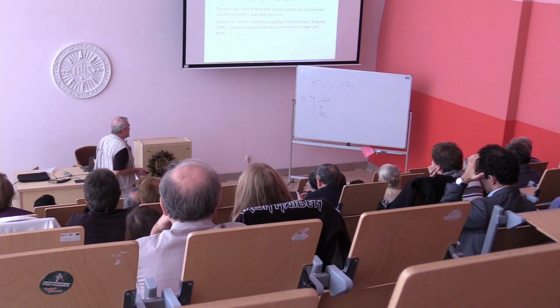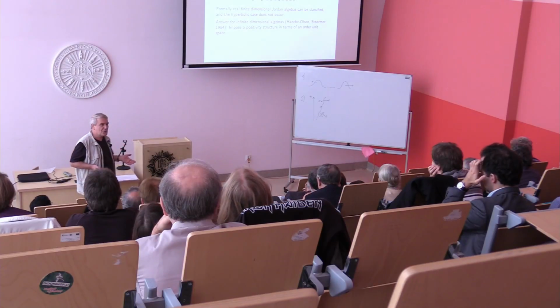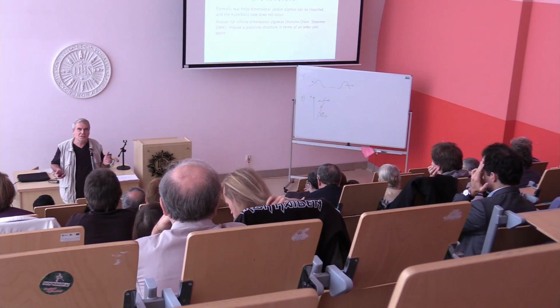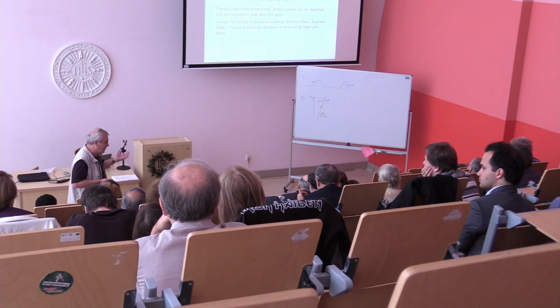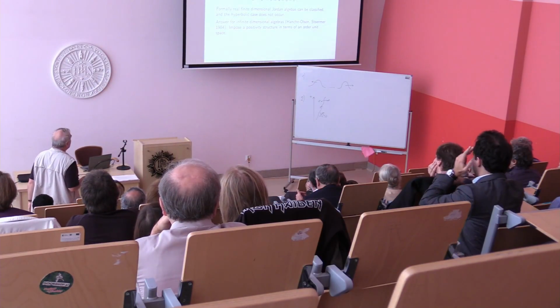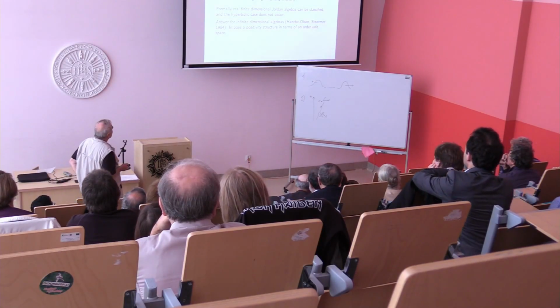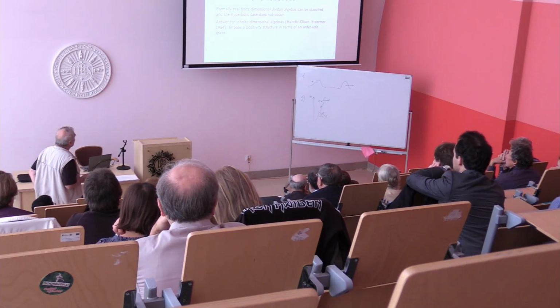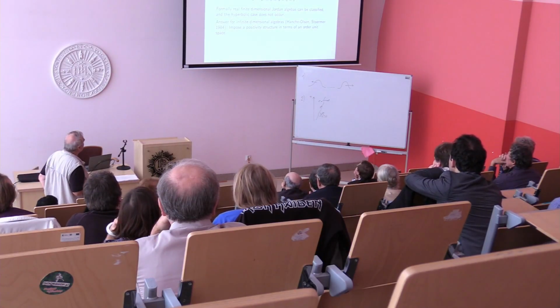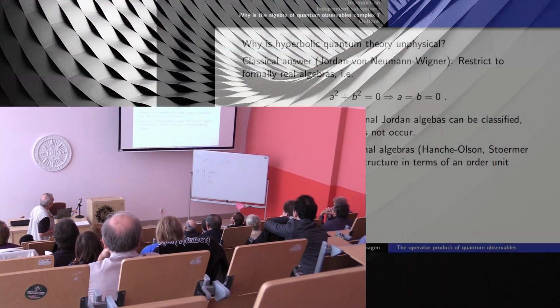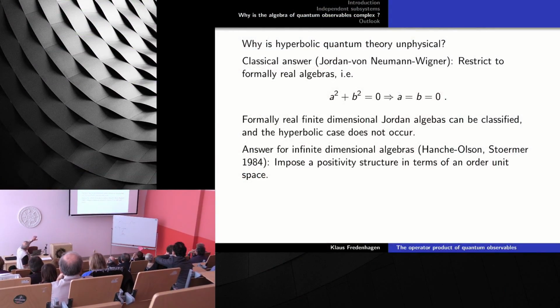But of course, this is not so satisfactory from the point of view of physics, because these finite dimensional quantum systems are in a sense very special cases. So we would like to find the general case. And actually in the general case also something was done, namely there is even a book by Hanche-Olsen and Størmer where they look at infinite dimensional Jordan algebras, and they impose a positivity structure in a slightly different way, in what they call an order unit space.